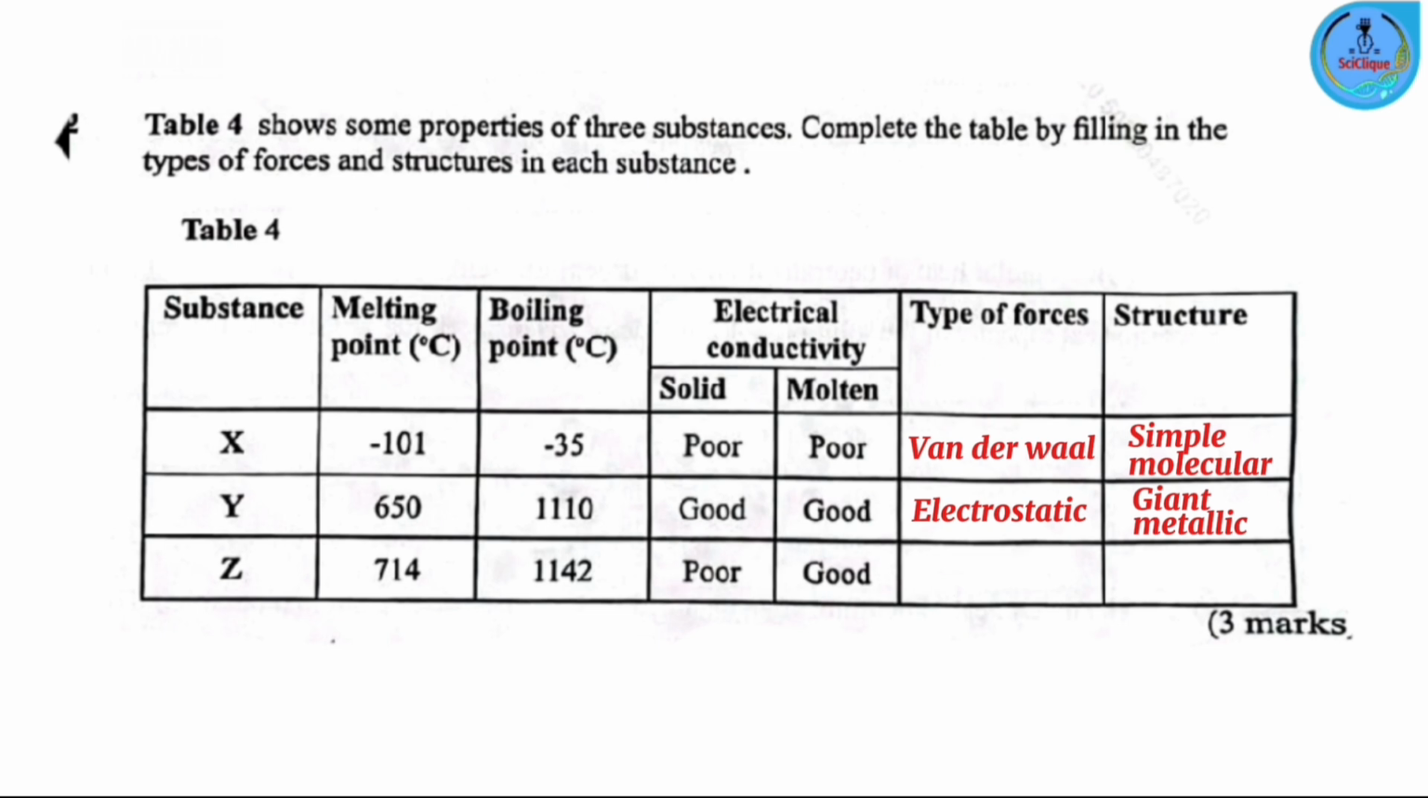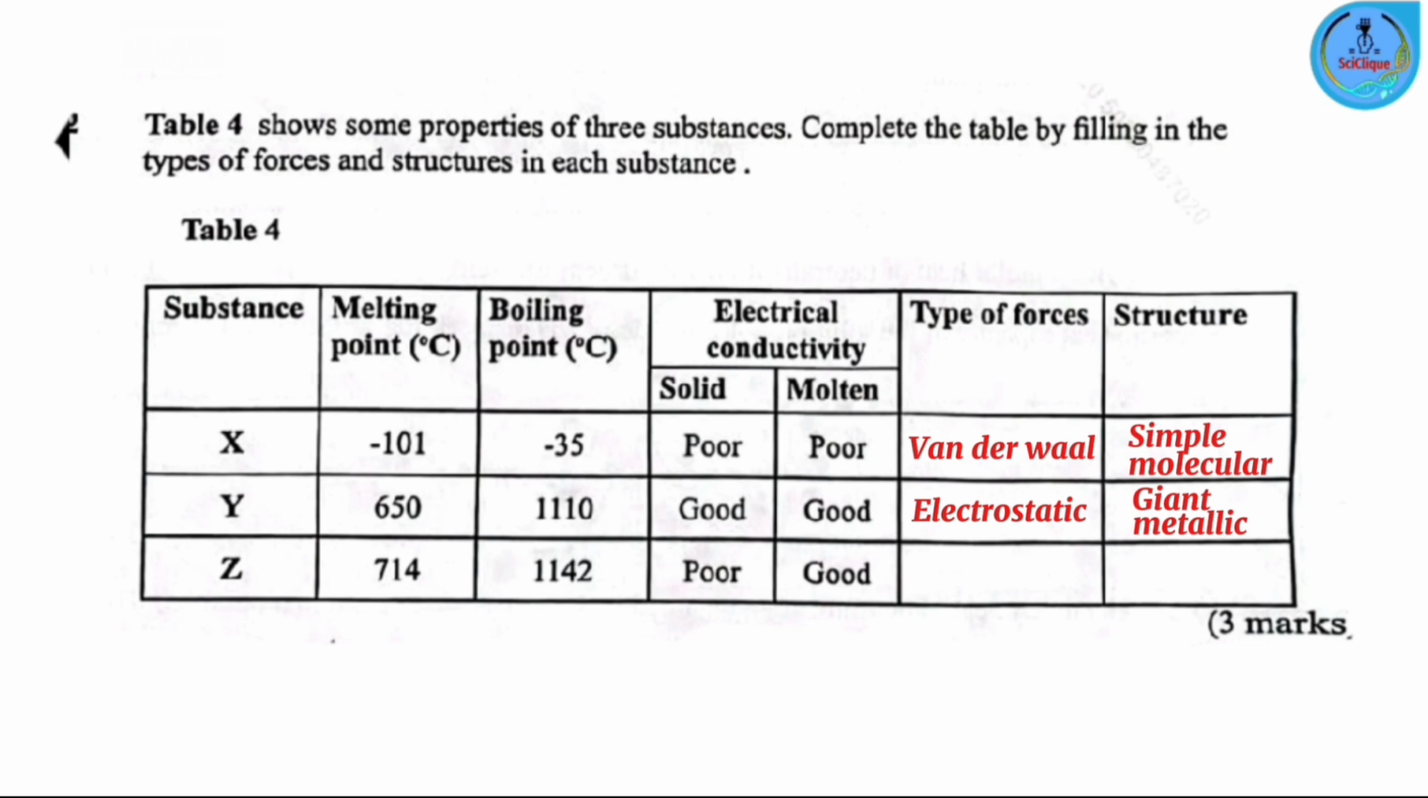Moving on to Z. Z is a poor conductor in the solid state, but it's a good conductor in the molten state. This is an ionic compound. Ionic compounds do not conduct electricity when they are in solid state, because the ions are held in fixed positions, so they cannot move around. But when they are dissolved in water or when they have been melted, the ions now become free. So they become mobile and they are capable of moving within the structure, conducting the electric current.